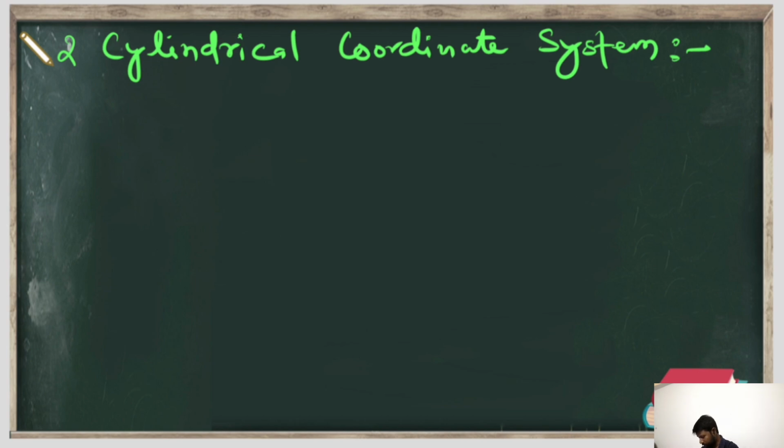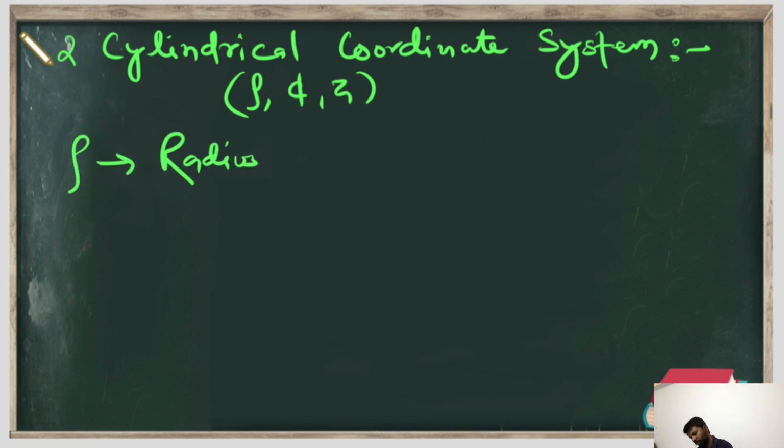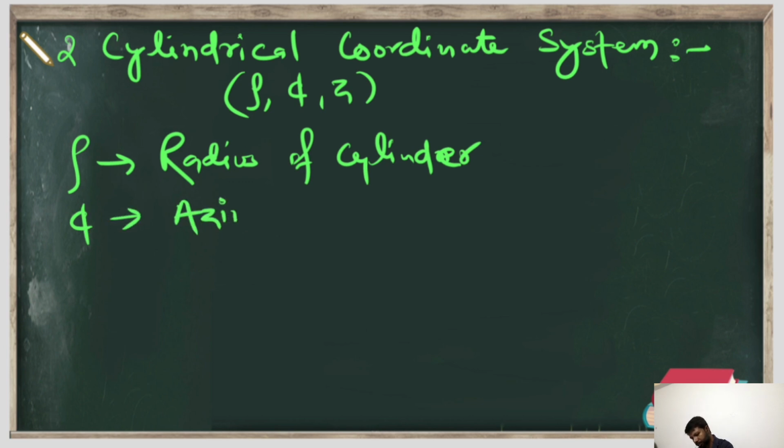In the cylindrical coordinate system, the variables are rho, phi, and z. I already told you rho is the radius of the cylinder, and phi is the azimuthal angle.